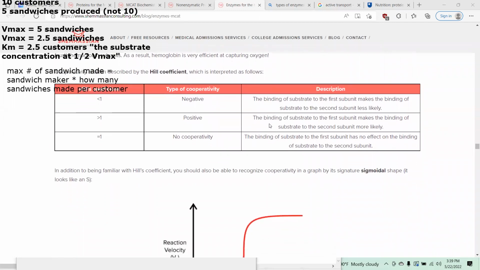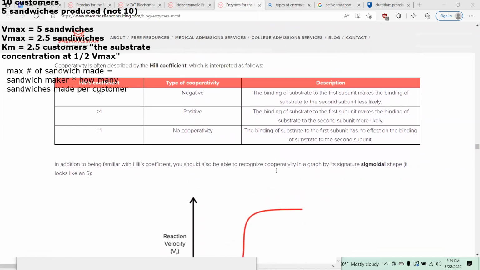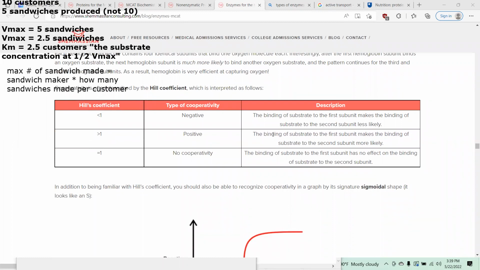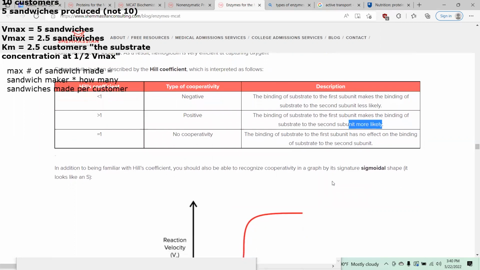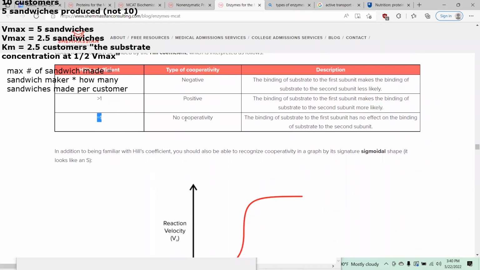And this is mathematically represented by this thing called the Hill coefficient. Basically, if it's greater than 1, then one subunit binding makes the next subunit more likely to bind. Less than 1 means if one subunit binds, then the next one is less likely to bind. That's the difference, right? So hemoglobin has a positive cooperativity between its subunits. If one subunit binds oxygen, then the other subunits are more likely to bind oxygen. And if it's equal to 1, that means it's not cooperative. The binding of the substrate to the first subunit doesn't affect the binding of the second subunit.